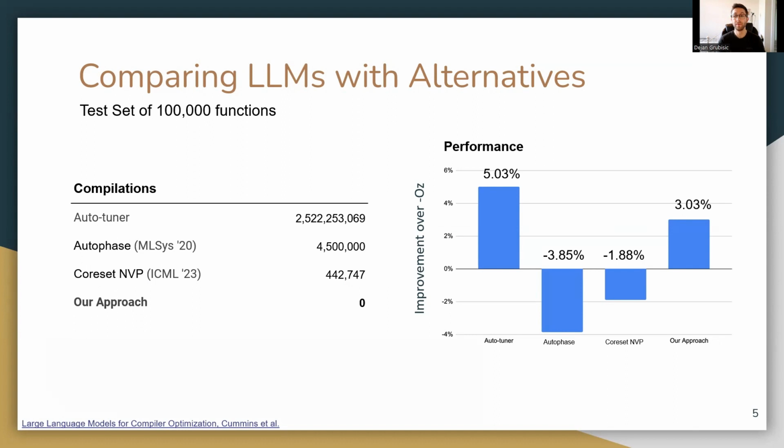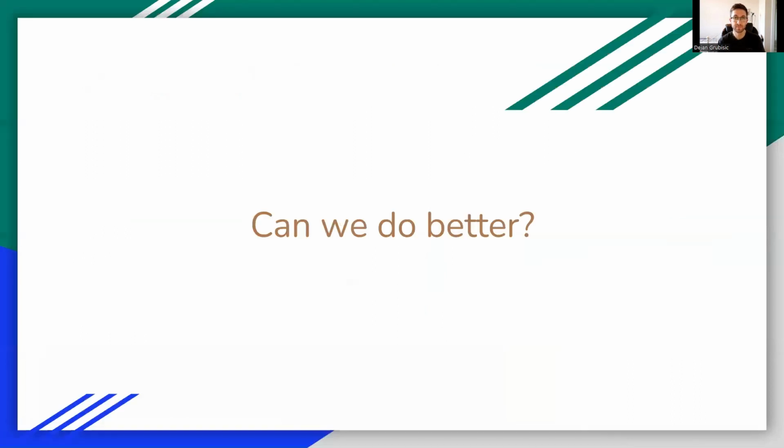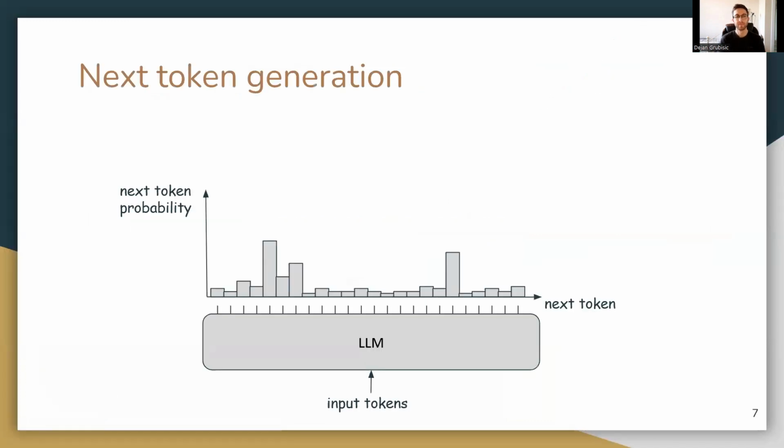And even though this approach has better performance than alternatives, there is still a gap between the autotuner and the given approach. In this presentation, we are asking, can we do better than this? Can we bridge the gap between the autotuner and the LLM? And the answer is yes, we can. So we are going to focus on the next token generation of the LLM.